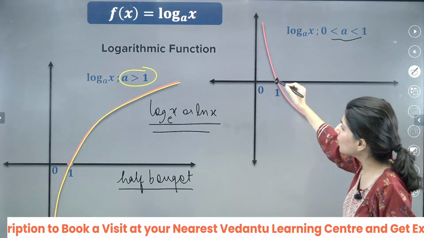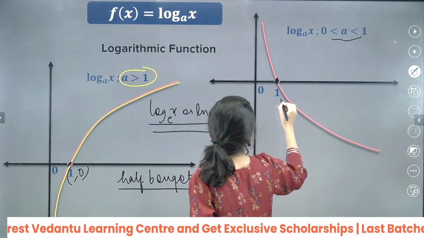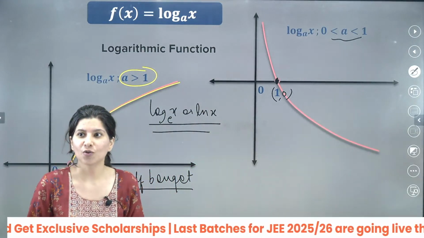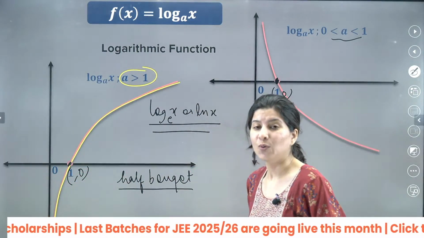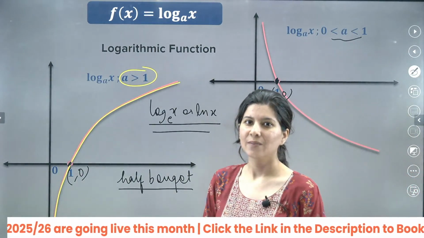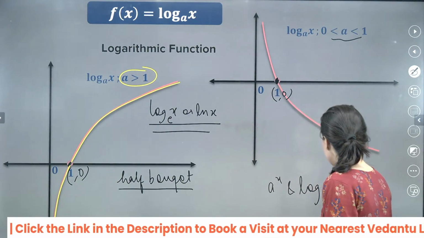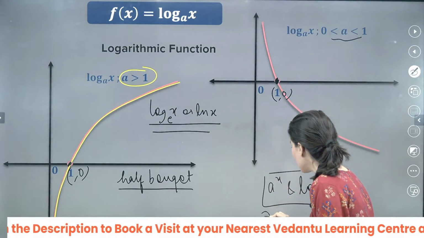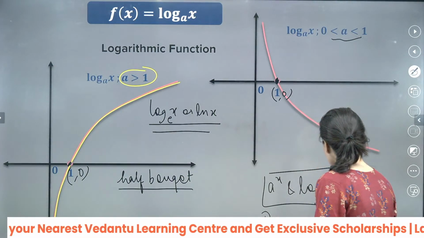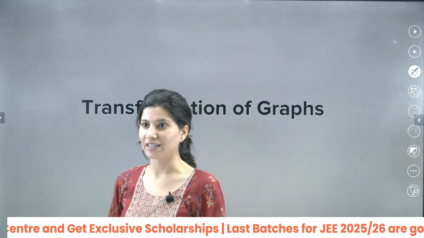Now what is the point of commonality? Can you tell me? Both the graphs pass through the point (1, 0). The moment you put x equals 1, you get y equals 0. And also, a raised to the power x and log of x to the base a, these two are inverse of each other. Actually, we are not getting into the functions part, but these are inverse of each other. We have seen that.